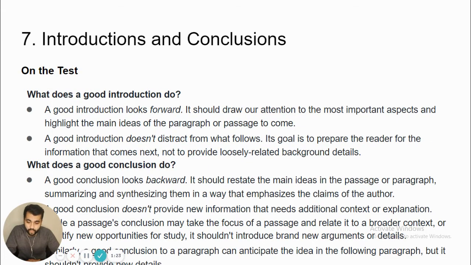What does a good conclusion do? A good conclusion looks backward. It should restate the main ideas in the passage or paragraph, summarizing and synthesizing them in a way that emphasizes the claim of the author. A good conclusion doesn't provide new information that needs additional context or explanation. In a single passage, a conclusion may take the focus of a passage and relate it to a broader context, or identify new opportunities for study. It shouldn't introduce brand new arguments or details.